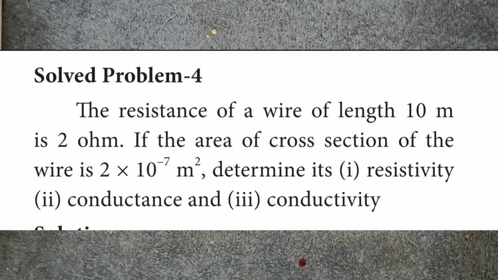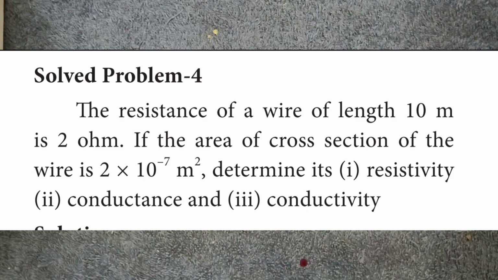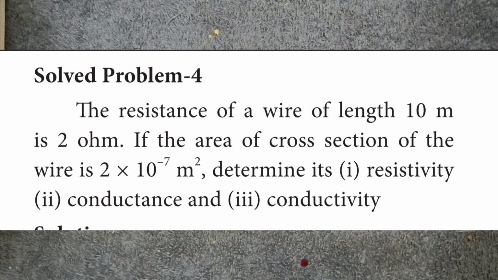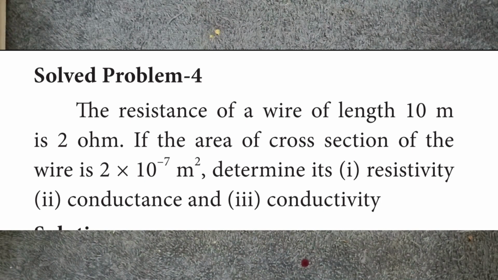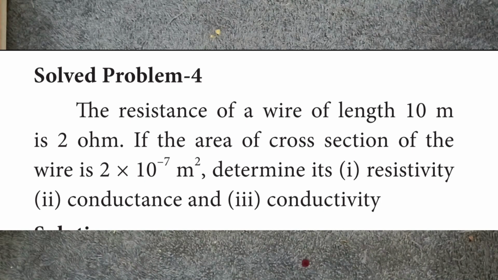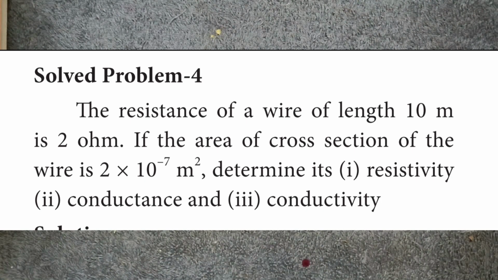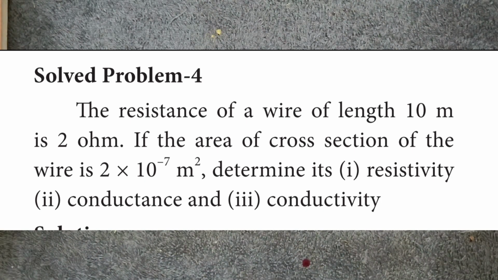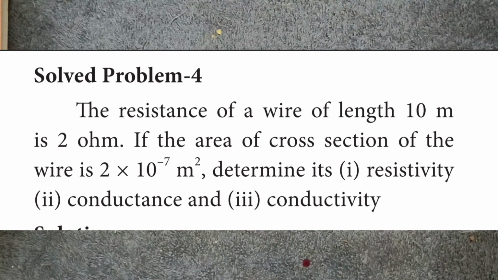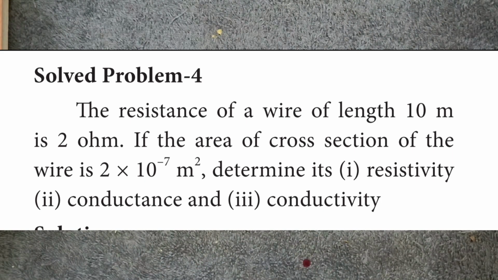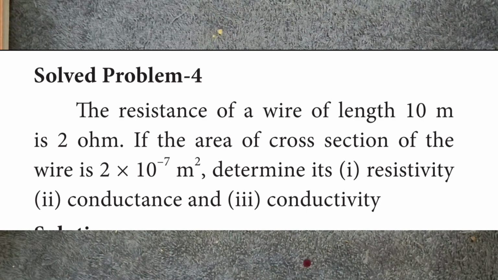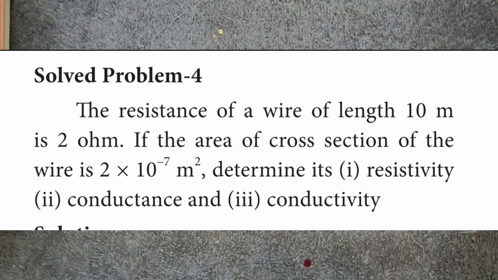So dear children, let us read out the question first. Solved problem 4. The resistance of a wire of length 10 meter is 2 ohm. If the area of cross section of the wire is 2 into 10 power minus 7 meter square, determine its resistivity, conductance and conductivity. So my dear children, what are the terms mentioned here? Area of cross section, resistivity, conductance, conductivity and resistance.